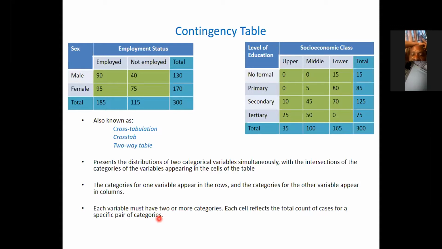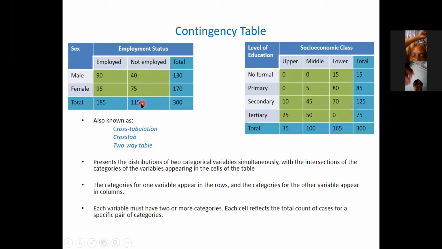So when you are dealing with 2 categorical variables, the best way to know the association is to cross-tabulate. So a contingency table is also known as cross-tabulation or cross-tab or two-way table, in which you allow the categories of one to be arranged along the horizontal, and the categories of the second one along the vertical.